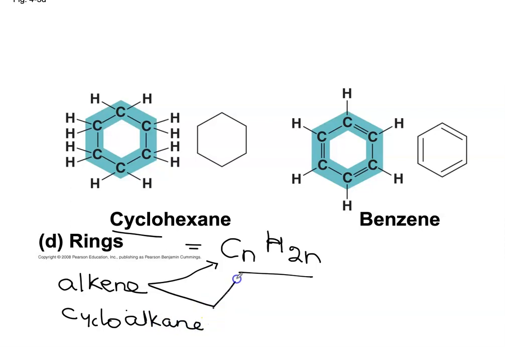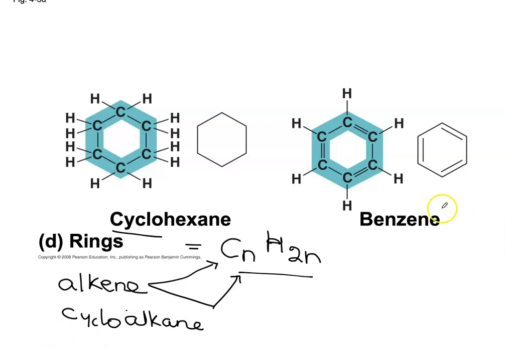Also has the same formula, generic formula as an alkene. So when you flip it and make it into a circle, then you're going to get the exact same formula, same number of carbons, double the number of hydrogens for the number of carbons as an alkene.